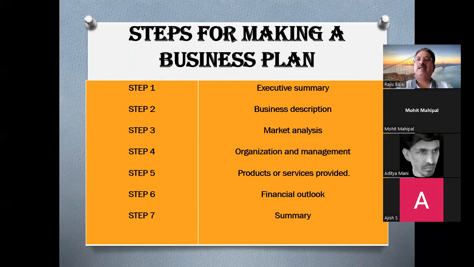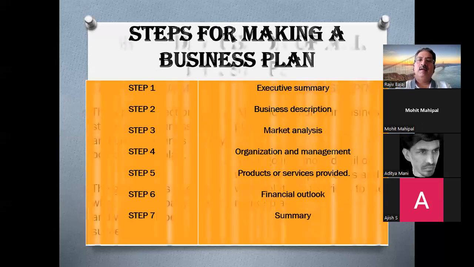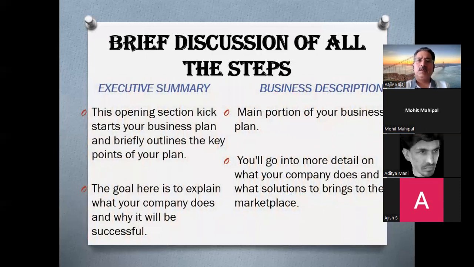So let's look at what are the steps of making a good business plan. One, of course, you must have an executive summary. You must have a business description, what exactly you are trying to do. You must have market analysis in it. Your organization and management, who are going to be the people who are going to run that business plan. Your product and services provided, that's again a very, very important aspect. Your financial outlook, how you are going to implement that plan, and how that plan is going to generate the finances, and then the closing summary of it, what exactly you want to achieve by making that plan. That's very, very important.